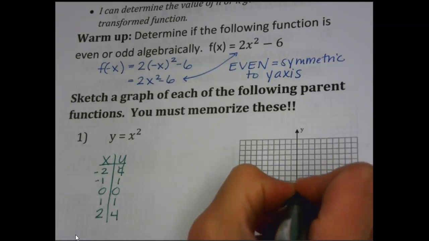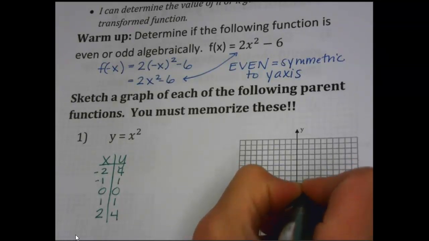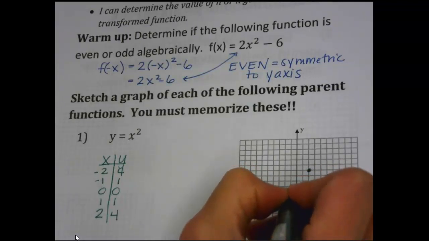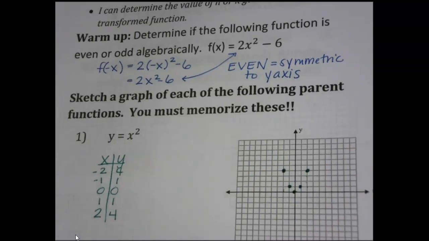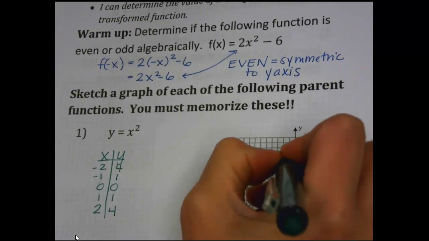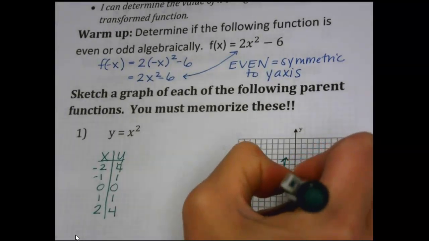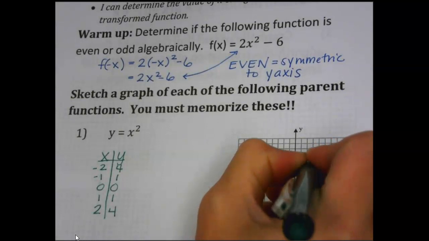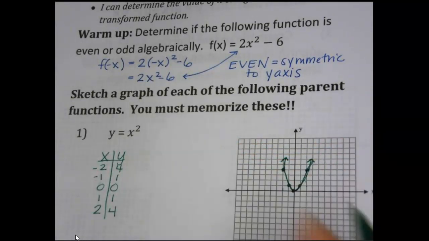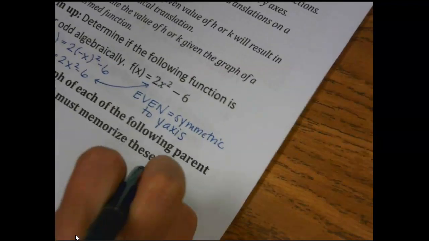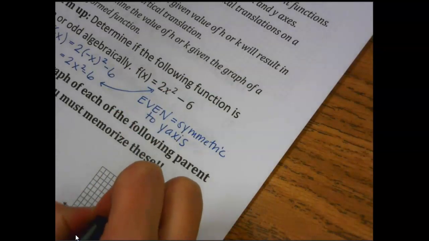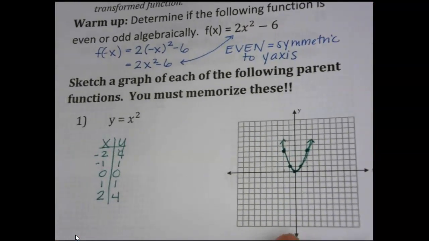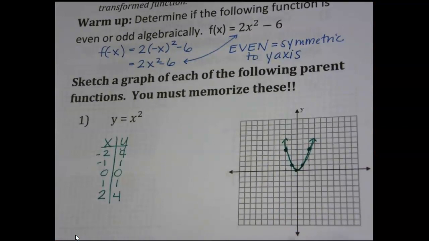So 0, 0, 1, 1, 2, 4, negative 1, 1, negative 2, 4. And you'll definitely want to have these sketched on your paper as well, even if you don't have graph paper. And then connect the points. Sometimes I see people plot the points and then not connect them. Well, I probably shouldn't have done that sideways. I'm trying to write sideways here, but made my graph kind of look sideways. All right, so that's our first parent function.